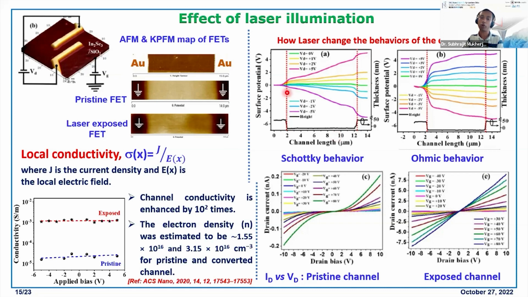And for the surface potential mapping, the left one is the pristine one and the right one is the exposed one. We saw that the surface potential is actually moving from the Schottky junction to the ohmic junction. And these have a similar result to what we found from our ID-VD or output characteristics. So in the left one, you see there is a Schottky junction behavior, and here is the ohmic junction behavior.